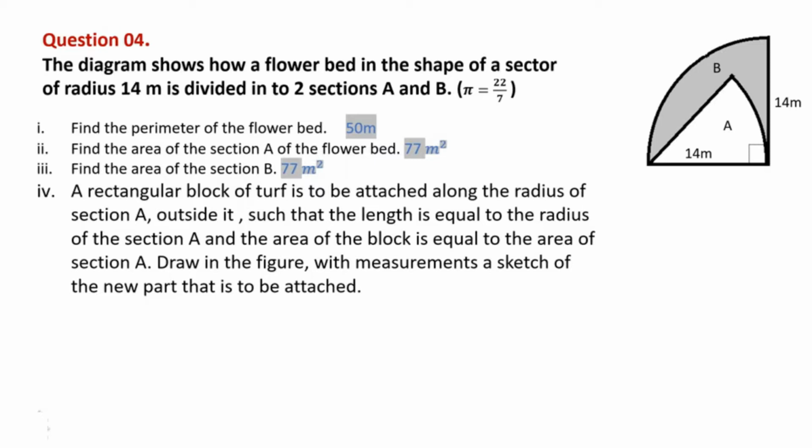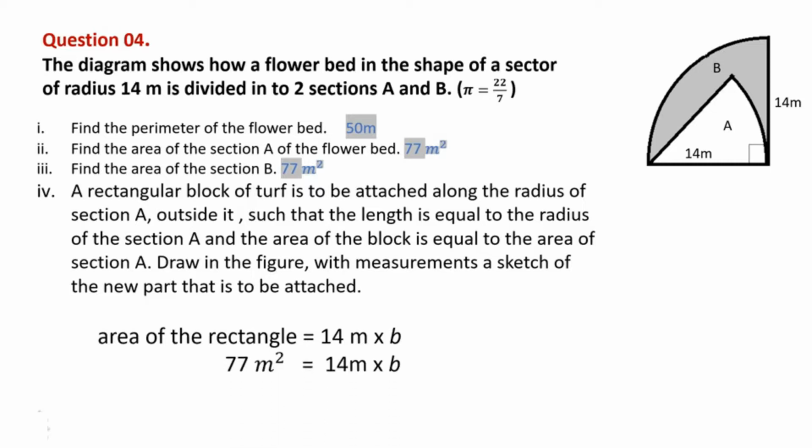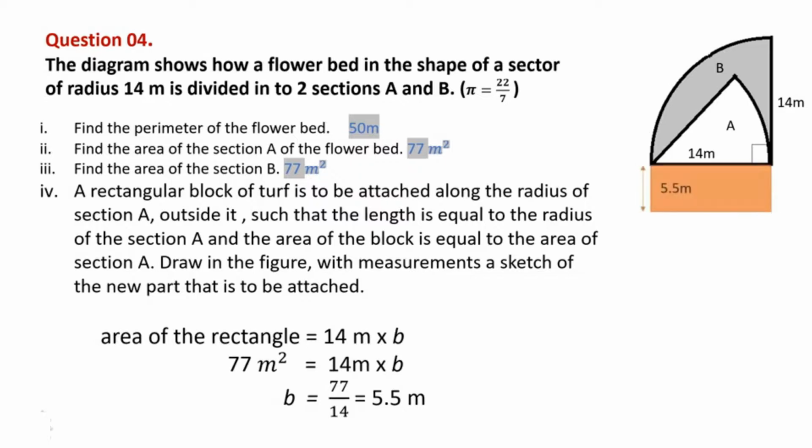First of all, let us find out the area of the rectangle that is to be added. Since length is 14 meters, it is given. Let's find out the breadth by equating the area of this rectangle to 77 meters squared. So B is equal to area divided by the length of the side, that is 77 divided by 14, which is equal to 5.5 meters. So now what you have to do is to draw a rectangle at the base of this diagram like this with the breadth 5.5 meters.